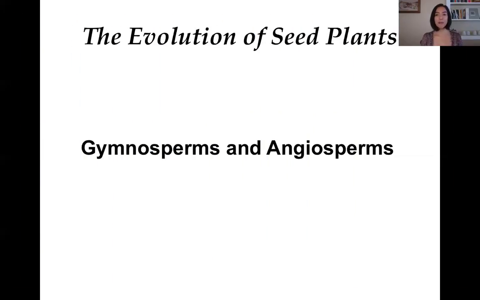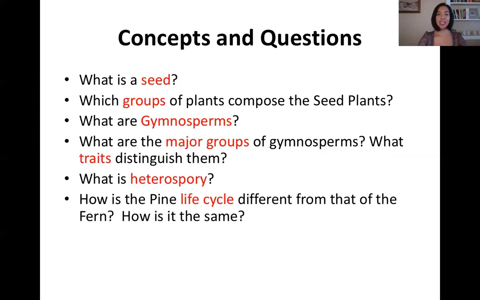Seed plants are comprised of both gymnosperms and angiosperms, meaning that these two lineages have seeds. They produce seeds. What's a seed? I'm sure that you have eaten tons of seeds, but what's the definition of seed? Can you think of one? We're going to go through that today.